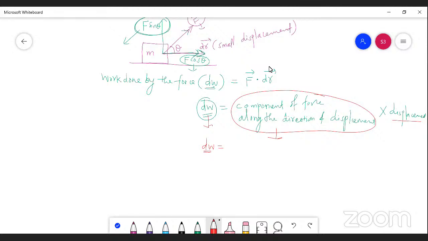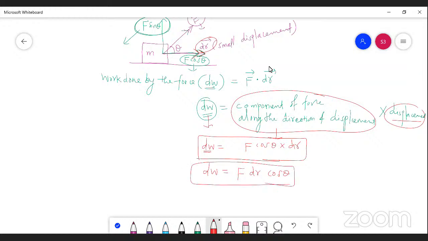Okay, we are measuring the work done by the force. You take the product, you see the component of force along the direction of displacement. The direction of displacement is dr. The component of force along the direction of displacement is F cos theta, multiplied with displacement dr. So in this way, we can measure the work done by the force. So dW is equal to F into dr cos theta.